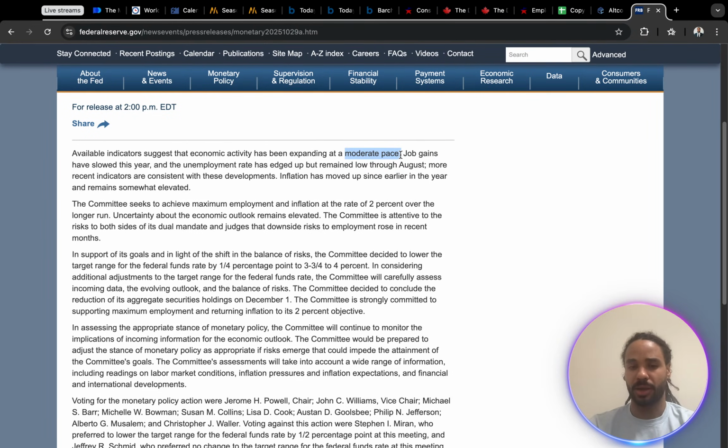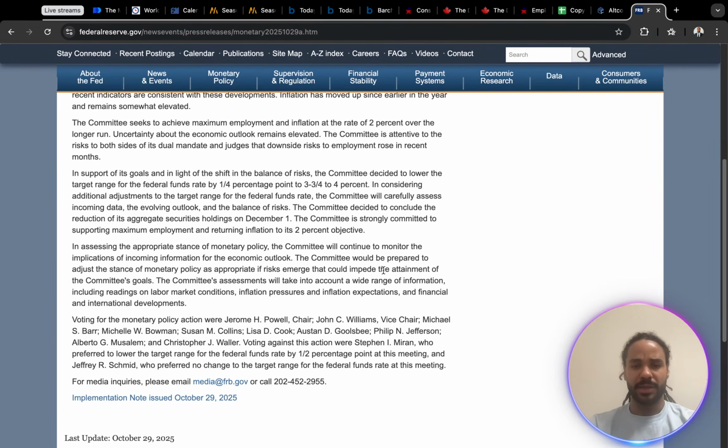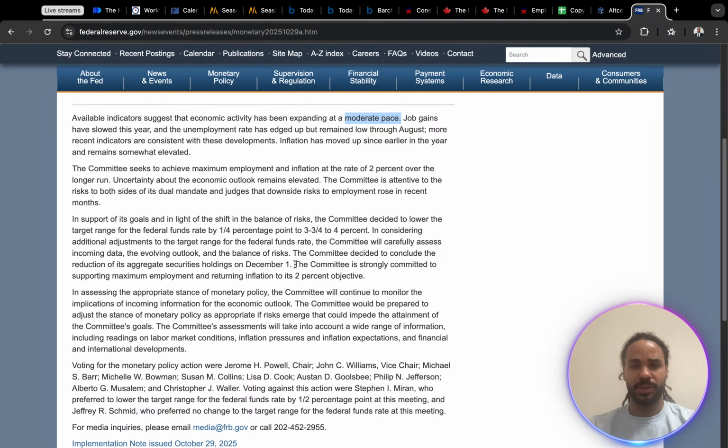The committee is attentive to the risks to both sides of its dual mandate and judges that downside risks to employment rose in recent months. Now, there's a lot you could go into here, but I'm more curious to see what happens with the numbers. So, in support of its goals and in light of the shift in the balance of risks, the committee decided to lower the target range for the federal funds rate by 0.25%, right?